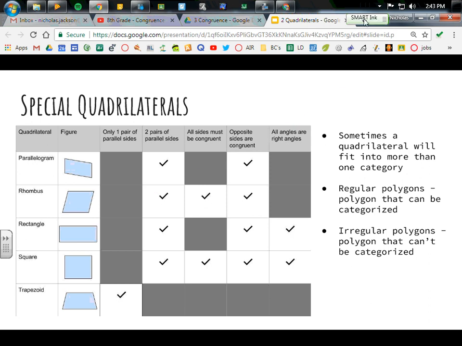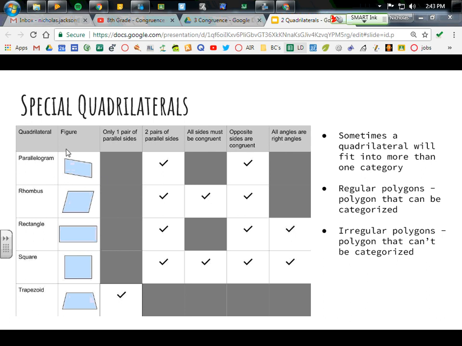If you'll take a look at my nifty chart, I have the five most basic quadrilaterals. We've got the parallelogram, the rhombus, the rectangle, the square, and the trapezoid. And we have a list of criteria that each of these shapes must meet. So let's start with parallelogram, which is the most basic of the quadrilaterals.